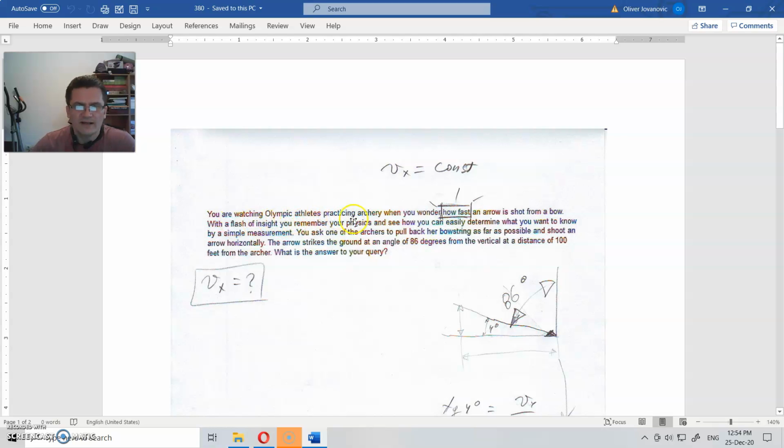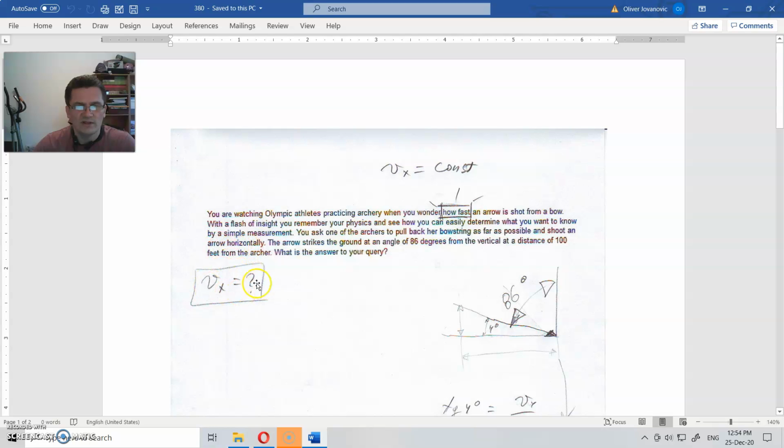You are watching Olympic athletes practicing archery when you wonder how fast an arrow is shot from a bow. With a flash of insight, you remember your physics and see how you can easily determine what you want to know by a simple measurement. You ask one of the archers to pull back his bowstring as far as possible and shoot an arrow horizontally.